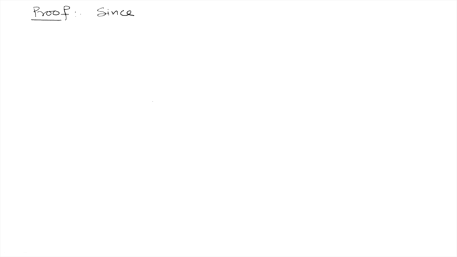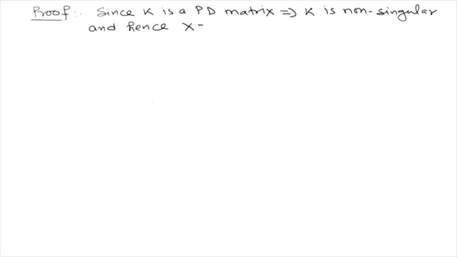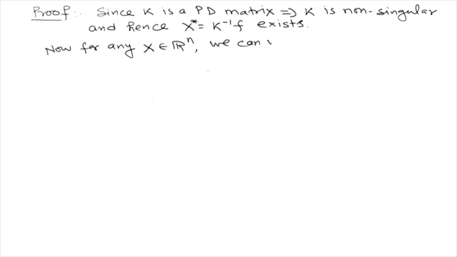So, since K is a positive definite matrix, this implies K is non-singular and hence x equals K inverse f exists, meaning K is invertible. Now, for any x belonging to the n dimensional real vector space, we can write P of x equals x transpose k x minus twice x t f plus c.